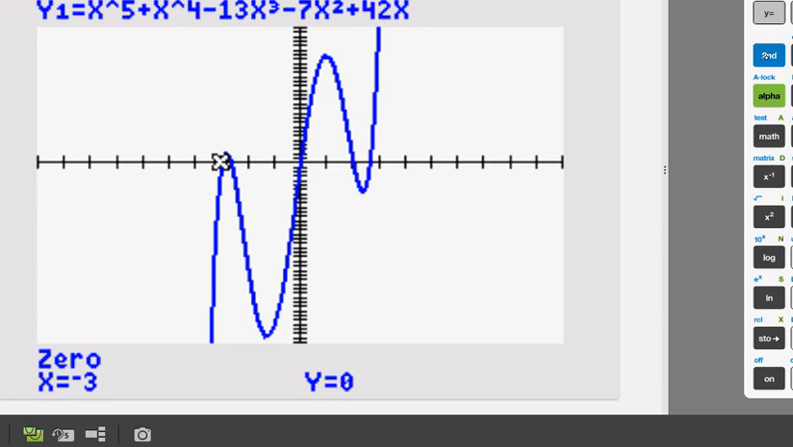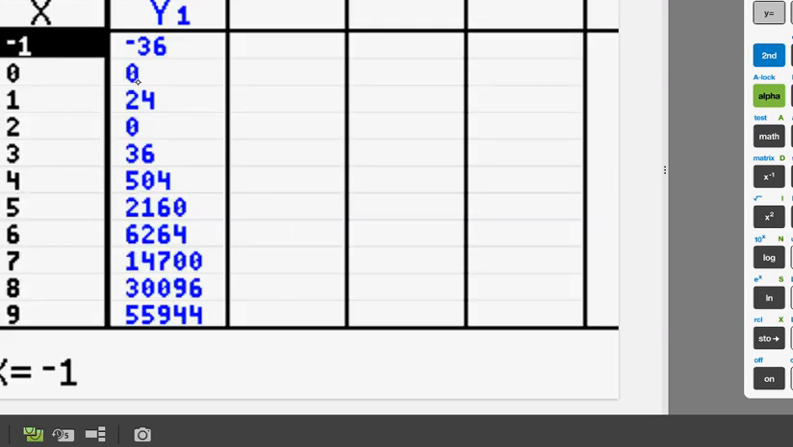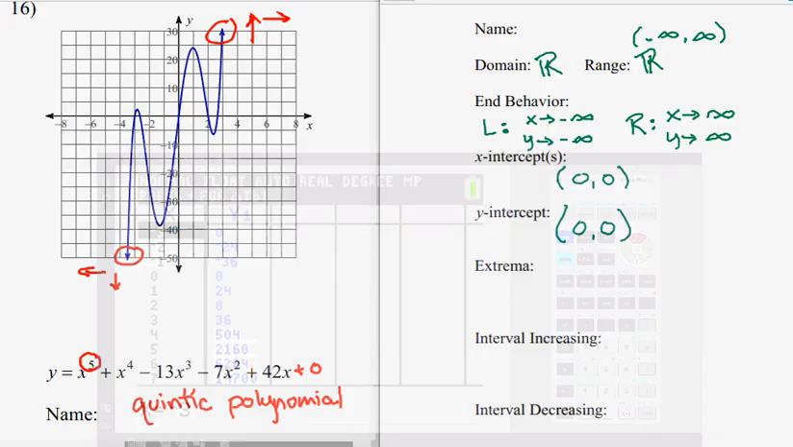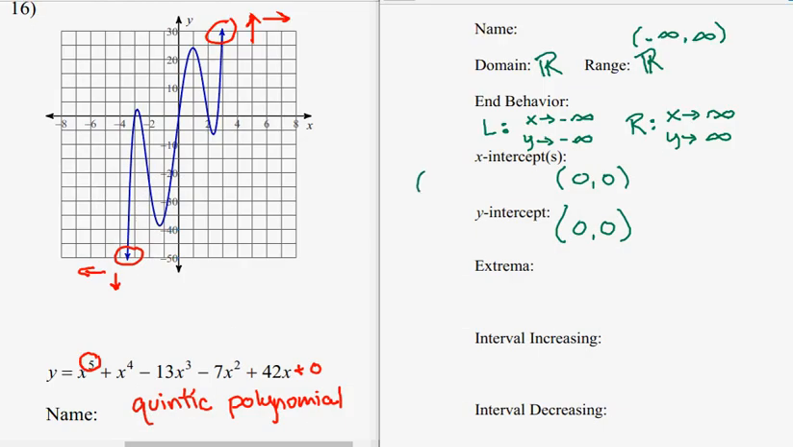Negative 3, 0. Oh, I forgot to mention, if you hit second and graph and look at the table here, you may accidentally find some zeros if they're nice integer values. Negative 3, 0, 0, 0, and 2, 0. We have all of those.